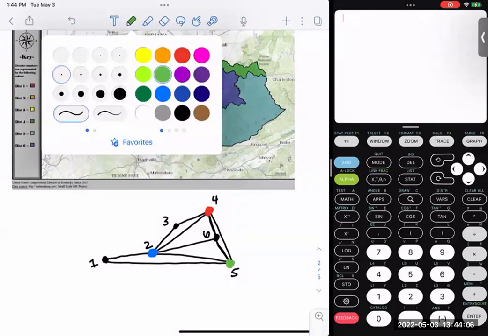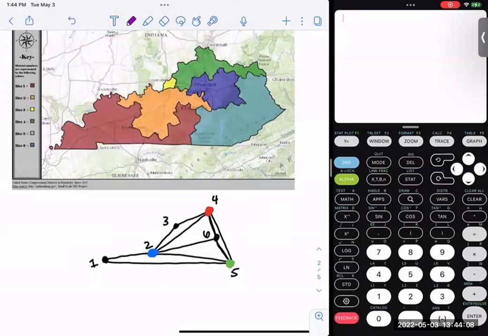So I'm going to go ahead and introduce purple. So I'm going to make District 6 purple. All right, so hopefully we can get away with this in 4 or fewer. So let's move on then. So either 1 or 3 at this point is fine. So let's just go ahead and do 1.